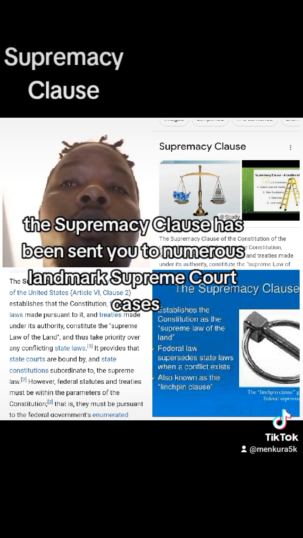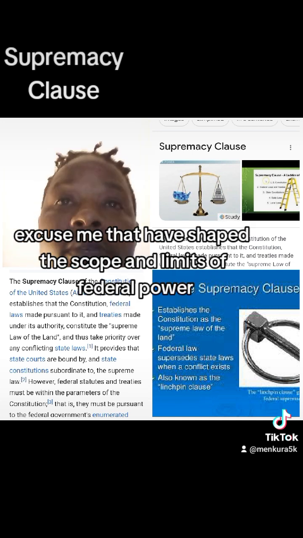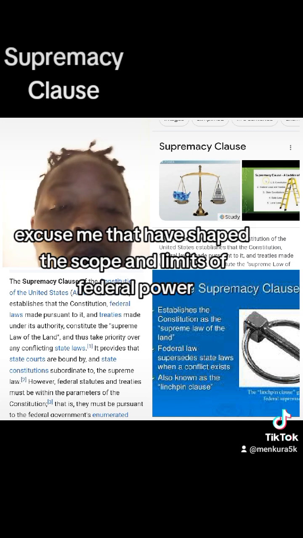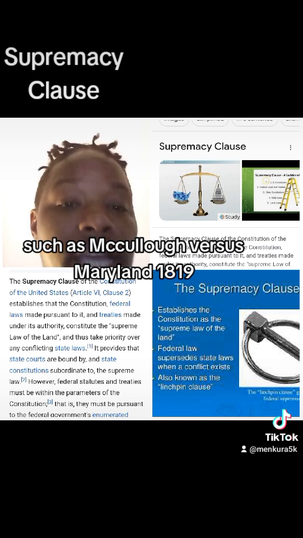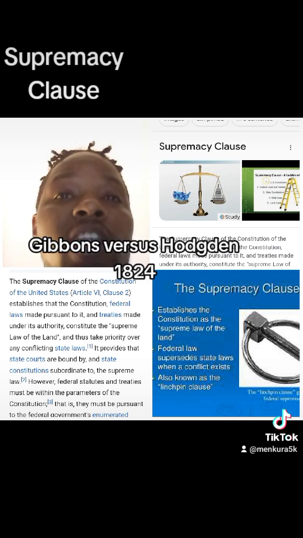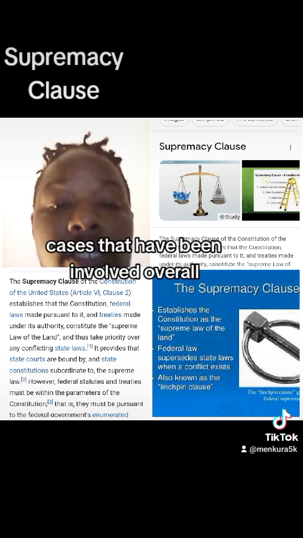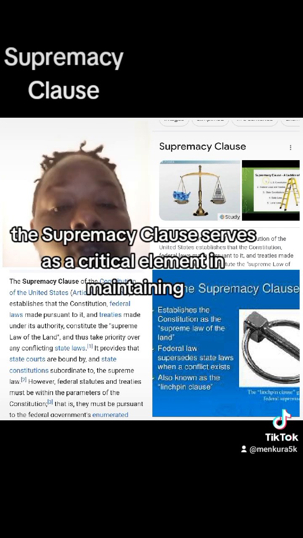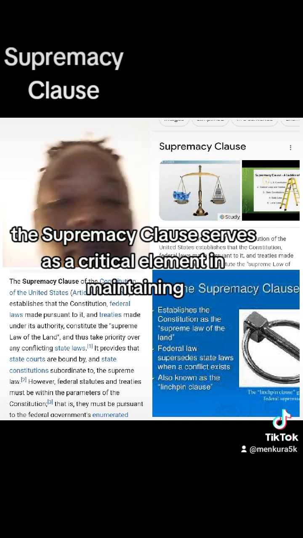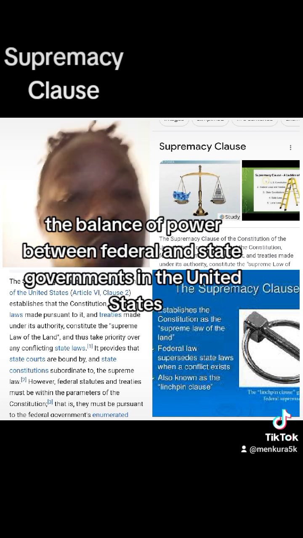The Supremacy Clause has been central to numerous landmark Supreme Court cases that have shaped the scope and limits of federal power, such as McCulloch versus Maryland, 1819, Gibbons versus Ogden, 1824, and more recent cases. Overall, the Supremacy Clause serves as a critical element in maintaining the balance of power between federal and state governments in the United States.